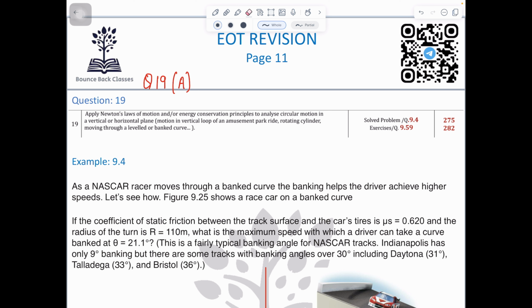Hello students, this is the most interesting question of your EOT, and that is your question number 19, and that is your writing part. And guys, I'm going to explain it to you in a very short way so that you can solve this type of question within a fraction of seconds. I will tell you the shortcuts also, but you need to understand some basics so that if such a question comes, you can solve it very easily.